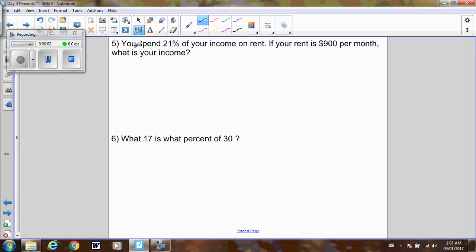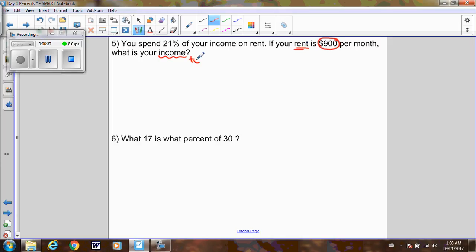Okay, so number 5, it says you spend 21% of income on rent. If your rent was $900 per month, what is your income? I'm assuming they're talking about the monthly income. Okay, so let's think about it. Your income is how much money you're making, right? That number there has to be bigger than the $900 that you pay for rent.